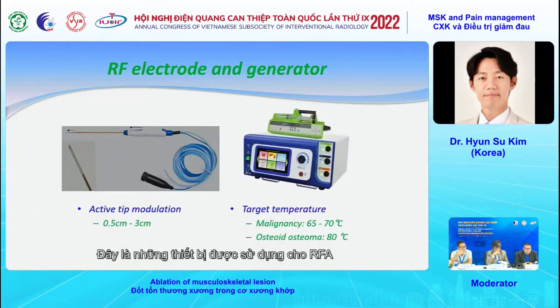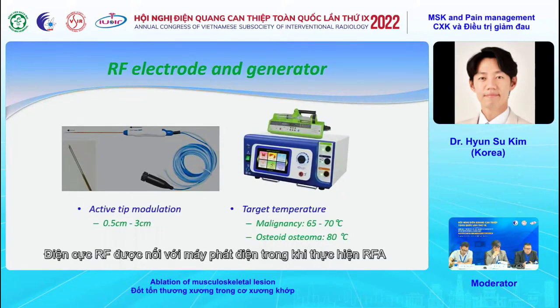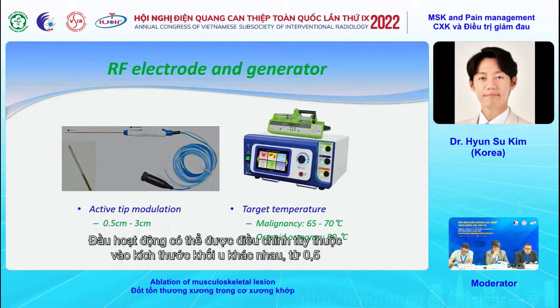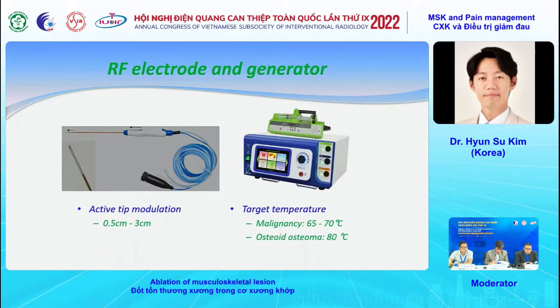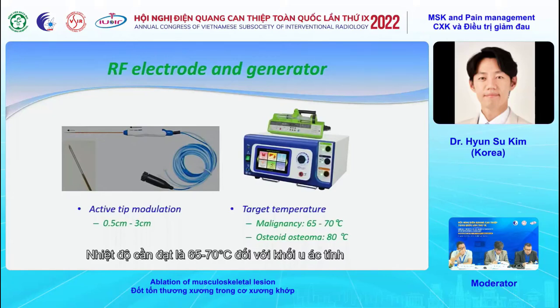These are the equipment we use for RFA. The RF electrode is connected to the generator while performing RFA. The active tip can be adjusted depending on the tumor size, ranging from 0.5 to 3 cm. Target temperatures are set at 65 to 70 degrees Celsius for malignancy and 80 degrees Celsius for osteoid osteoma. Ablation time depends on the tumor size. Usually, ablation of the designated ablation zone lasts less than 5 minutes.